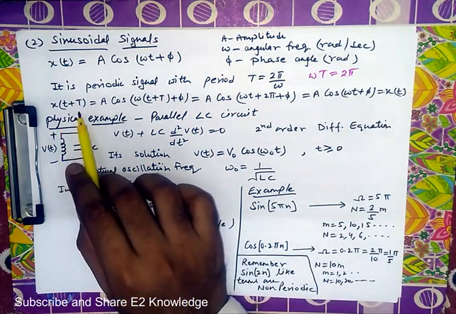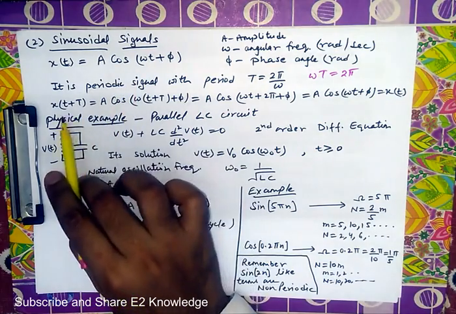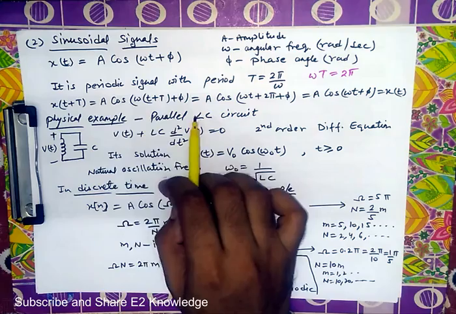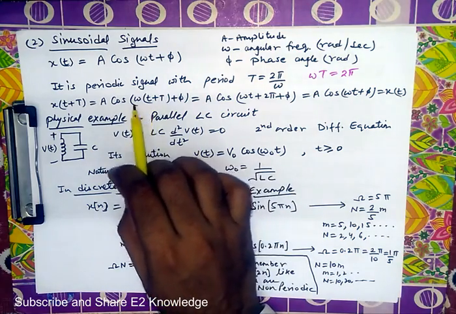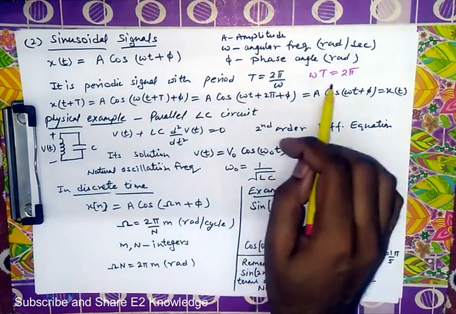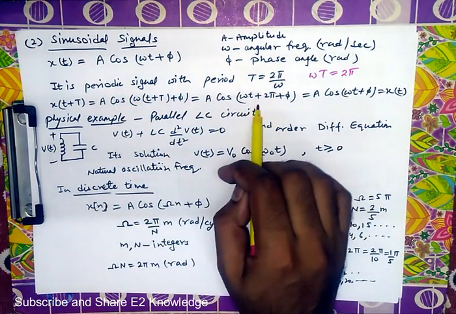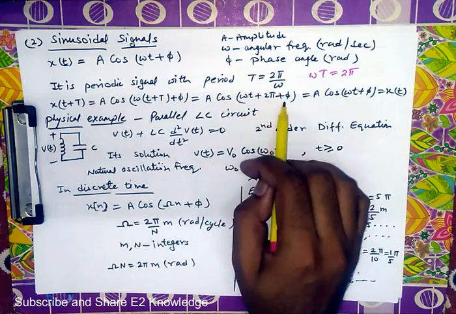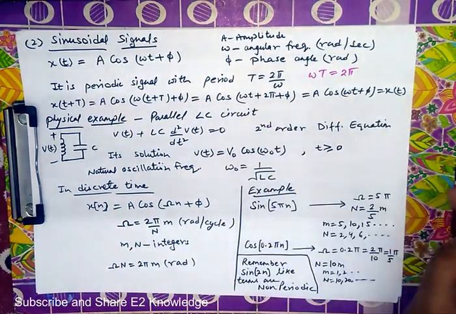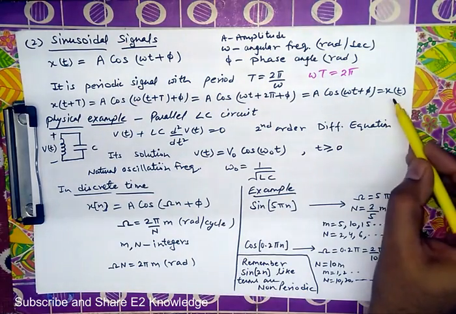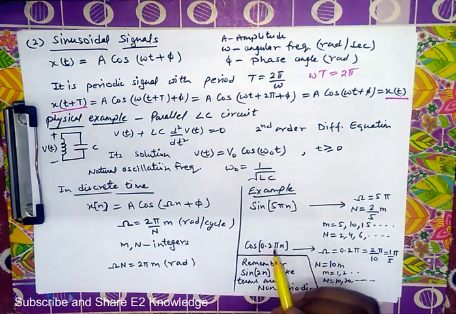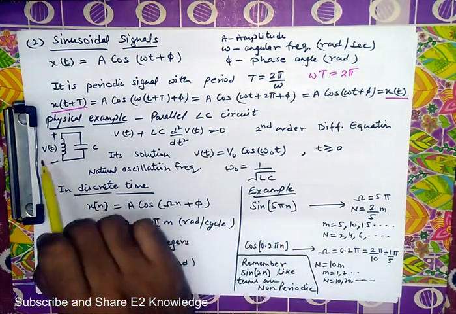Now x(t plus T): suppose we replace t by t plus T, that is omega t plus omega capital T, where omega capital T is replaced by 2 pi. Now omega t plus 2 pi plus phi becomes omega t plus phi after one complete cycle. Now it is again the same function x(t). So x(t) is equal to x(t plus T), that is, it is a periodic function with respect to time.